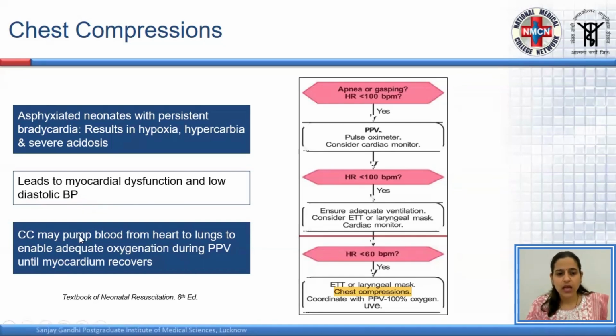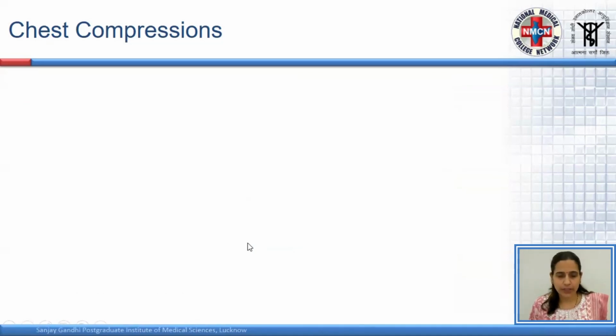So we provide chest compressions by pressing on the lower one third of the sternum, because the heart lies between the sternum and the spine. When you press, it pumps the blood forward and causes a rise in the pressure in the aorta. And when you release your fingers, it causes blood to refill back into the heart and improves the coronary blood flow. By coordinating the chest compressions with ventilation, we will provide adequate oxygenation during the positive pressure ventilation until the myocardium recovers.